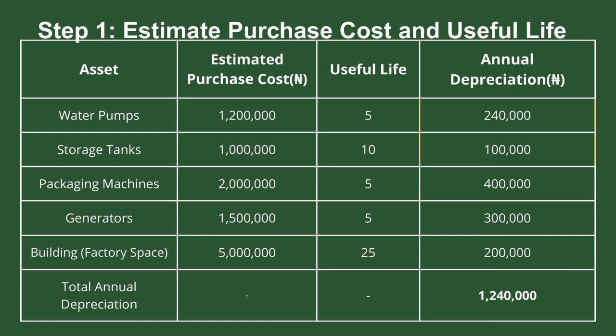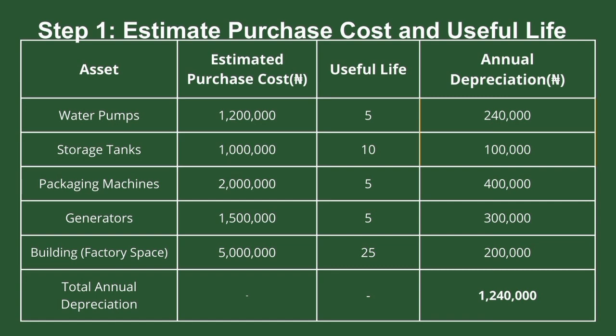So the estimated purchase cost is 5 million naira. Estimated useful life is 25 years. Applying the straight line method of depreciation, 200,000 will be written off annually as depreciation. But if it is a rented facility, if it is not built by the business, it will no longer be depreciation, but rather annual rent. So the annual rent is what you calculate as the fixed cost for the building.